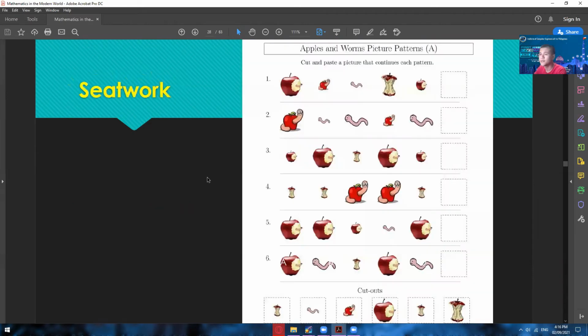Okay, so let's now start with this secret. Apples and worms picture patterns. Don't cheat, okay? Because the next page is where you can find the answer to this one. Anyone who would like to answer number 1? What is the next picture? You can find the options around here at the bottom. Let's name them letter A, B, C, D, E, and then F. So is it letter A, B, C, D, E, or F?